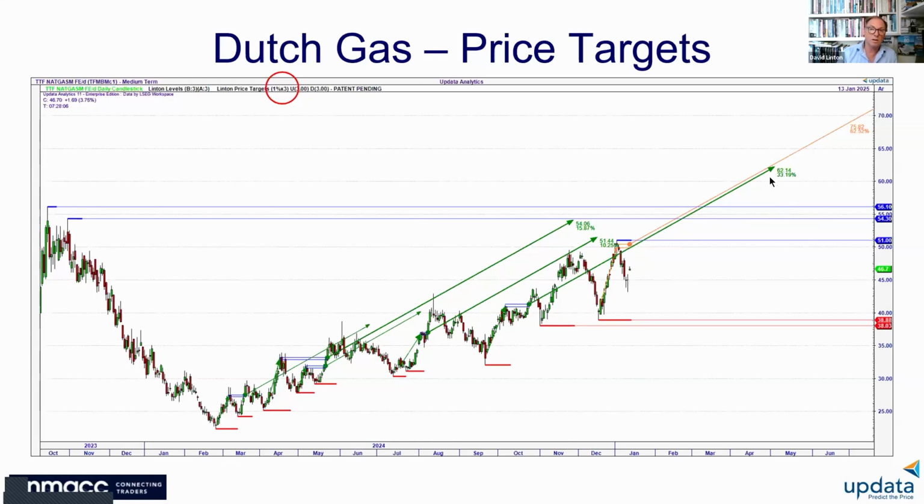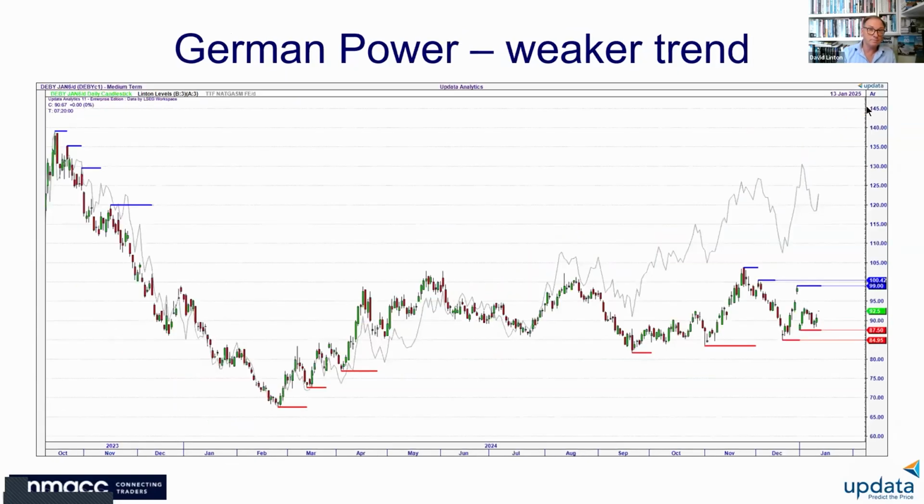I'll talk more about this 60 target than the 75 target, because we've got to get to that one first. One thing we can say is that mathematically, we've got to get to this nearer target before we start looking at the bigger target. And this one is not activated yet. That target will turn from orange to green once we make a new high. So gas, we're bullish, and if we make new highs, we're seeing potentially at least another 10 euros upside. German power, this is a weaker trend.